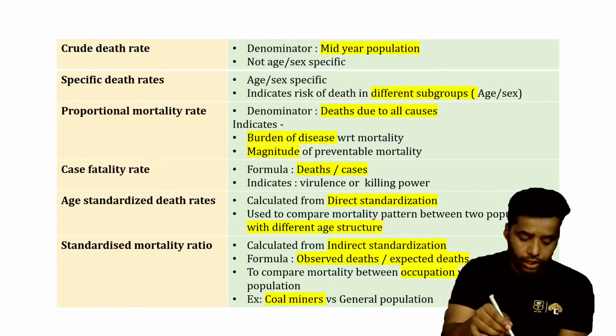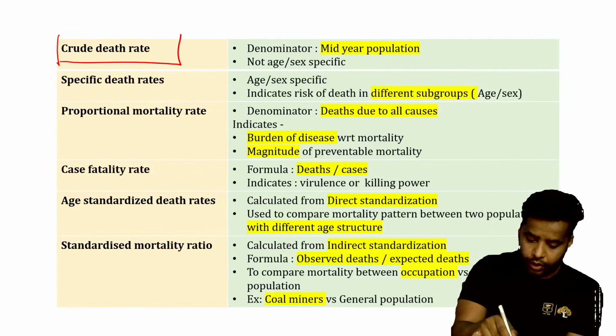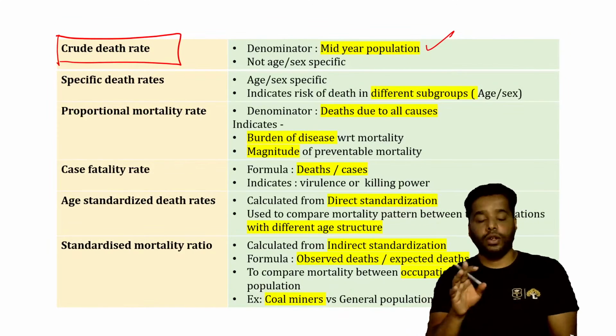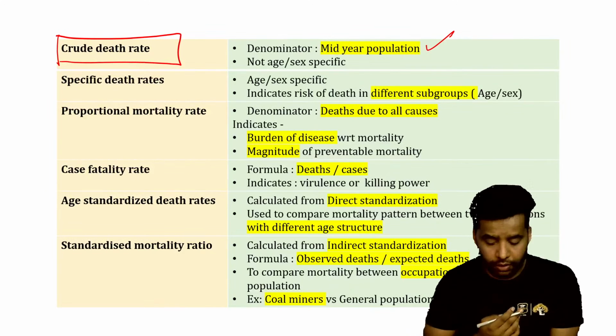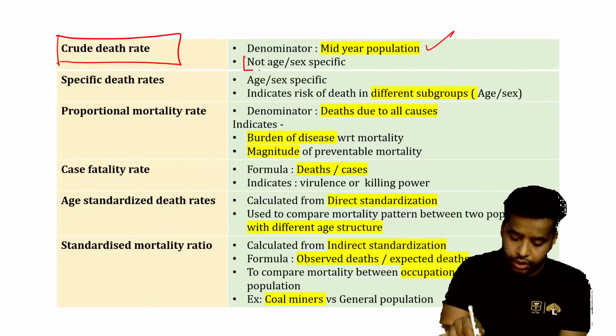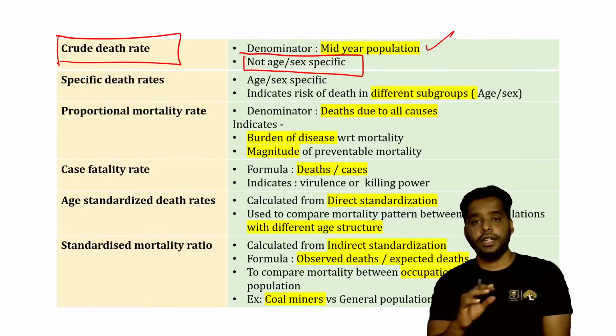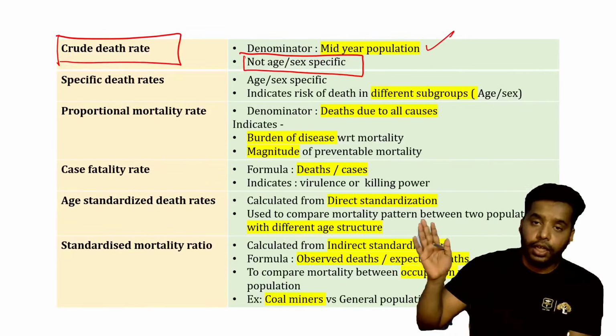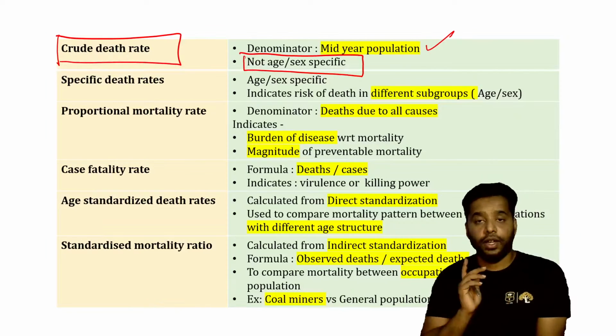Mortality indicator, crude death rate. Denominator, mid-year population. In the whole population, what is the risk of death you are counting? So it is not age or sex specific. Age wise and sex wise mortality you are not counting. You are telling the whole population what is the risk of death.